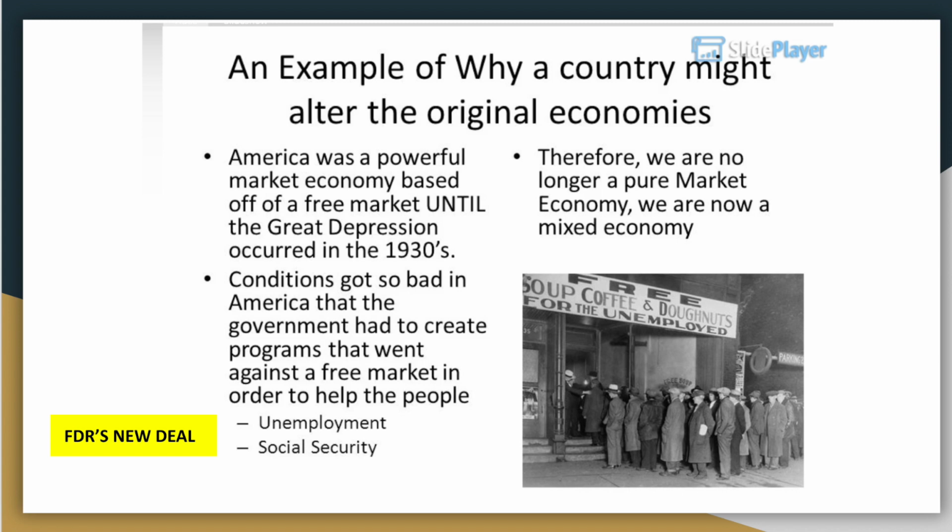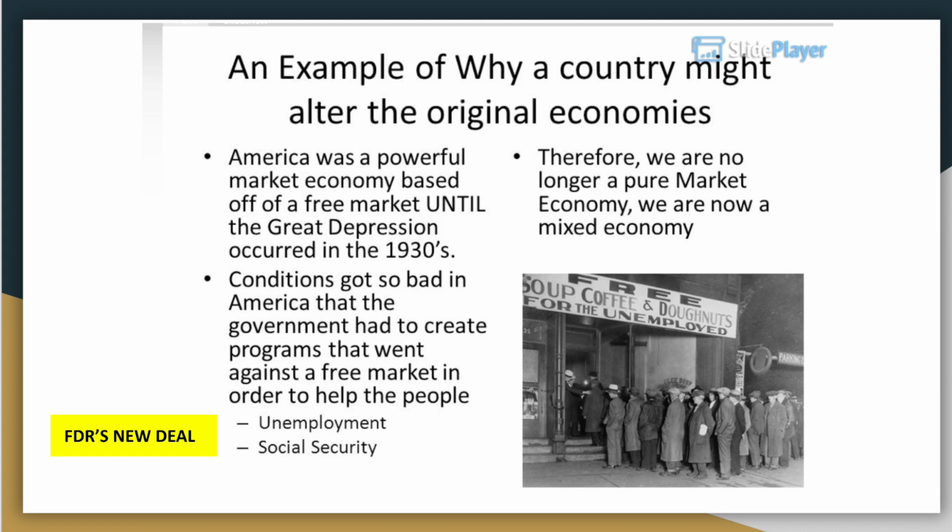Let's start with our first example. You have the United States, you have Italy, you have Germany, and you have the Soviet Union. So, an example of why a country might alter their economies. America was a powerful market-based economy. You know this, free trade, it's a market-based economy. So America was a powerful market-based economy based off of free market until the Great Depression.